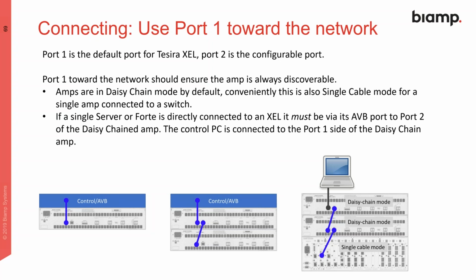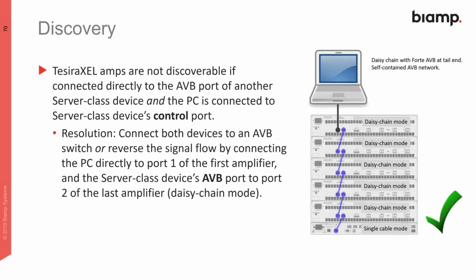Uplinks, generally you just always want to use port 1 as your initial uplink. If you're going to connect a Server IO or a Forte at the end of a daisy chain, you discover with your computer at the amplifier side, not at the Server IO side. You'll see the Server IO or the Forte, and you won't see any amplifiers because they don't discover across that hop between the Server IO, control, and AVB ports. So this mode, all good. If you connect at the other end of the stack, if you were to wire your computer onto the Forte or the server at the bottom of the stack there, you would only see this Forte or server, you wouldn't see the rest of the devices.